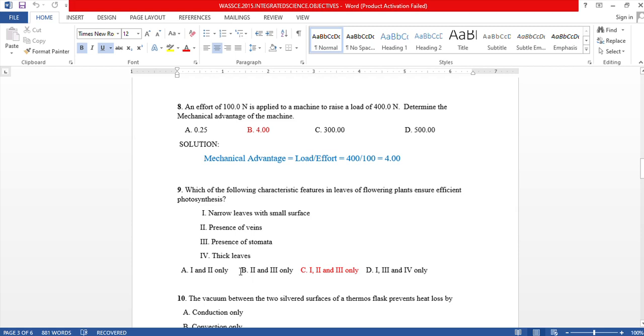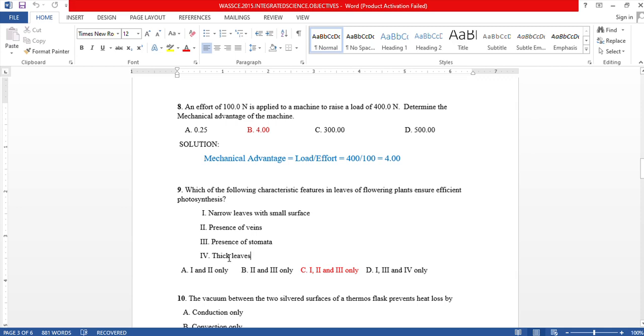It isn't C, so it's B, because you need the presence of the veins, which would help in the transport of water and the mineral salts so that it can be used for photosynthesis. Presence of stomata, which are tiny pores, would also allow for the exchange of gases. Carbon dioxide will enter, and then it will be used for photosynthesis. And then when photosynthesis has occurred, the oxygen that will be produced will move out through the stomata.